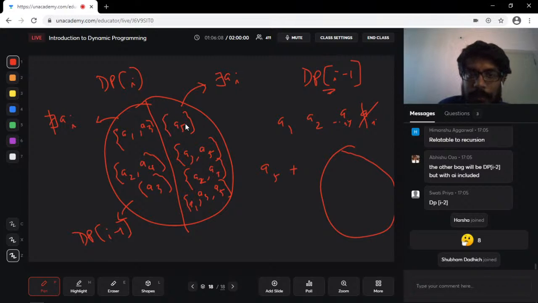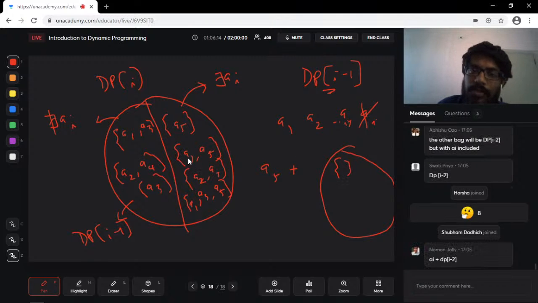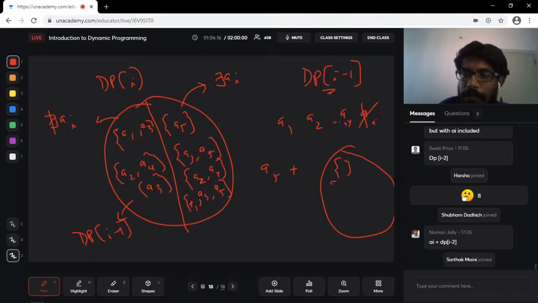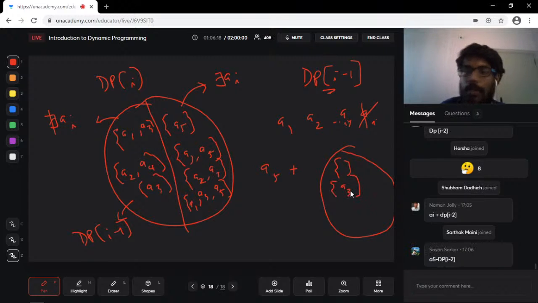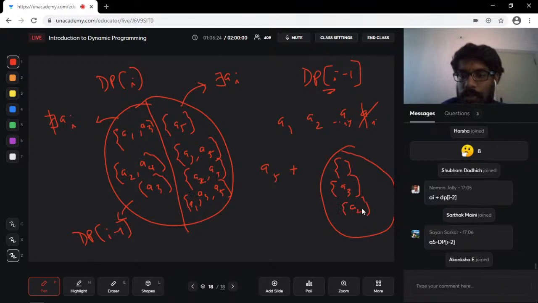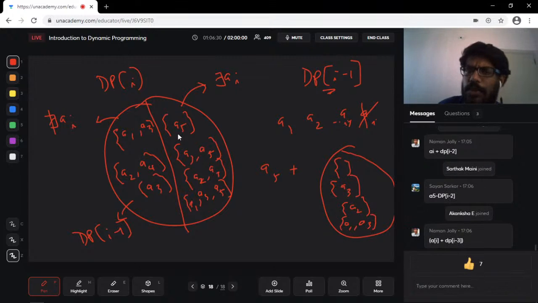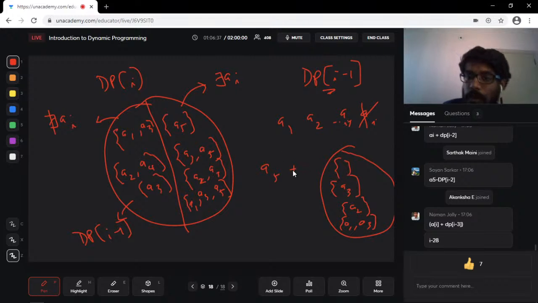So this subset, which has only a5, will now become an empty subset. The subset which was a3, a5 will now become just a3 because a5 has been plucked out and it's common out here. a2, a5 will just become a2. a1, a3, a5 will become a1, a3. There are many more such subsets. I'm not looking at all of them, I'm just looking at these four subsets, which are all part of this bag. And now I'm picking out a5 from all of them.